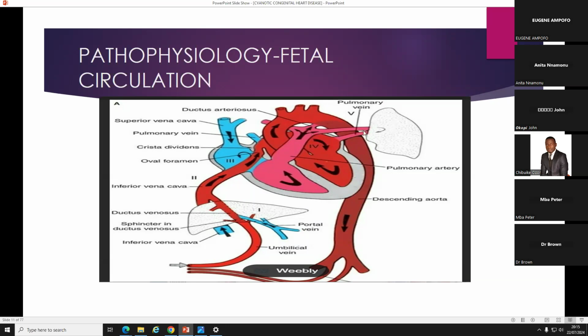Because the lungs are not functional in fetal circulation, blood is diverted so it doesn't enter the lungs. So any blood that goes to the lungs is just sent back and then joins the left atrium and then the left ventricle before going to the rest of the body. So this is just a brief summary of what the normal fetal circulation should look like.